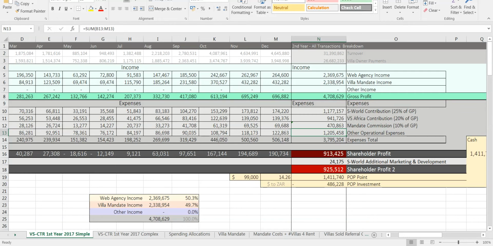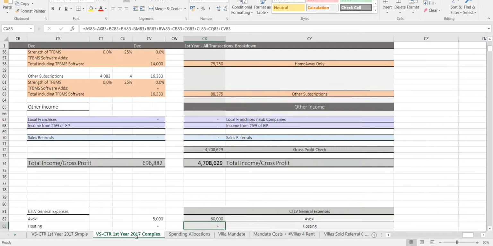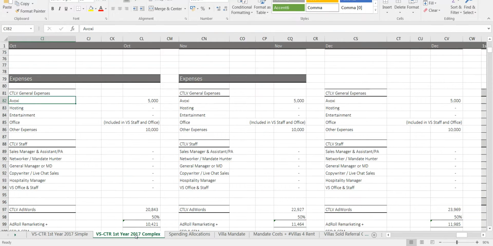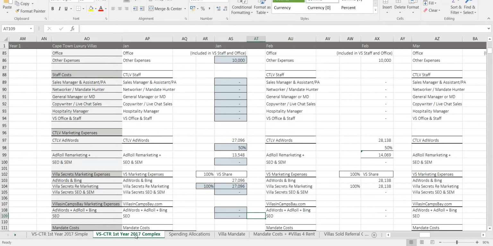Other expenses. That's where we look in the complex sheet again, and we go down a little way. And here we go, here's the other expenses. It's easier to look at it if you start on the left, actually. There you go. See, there's no staff costs here because that's been taken care of in that 20%. Okay, here's the advertising costs.